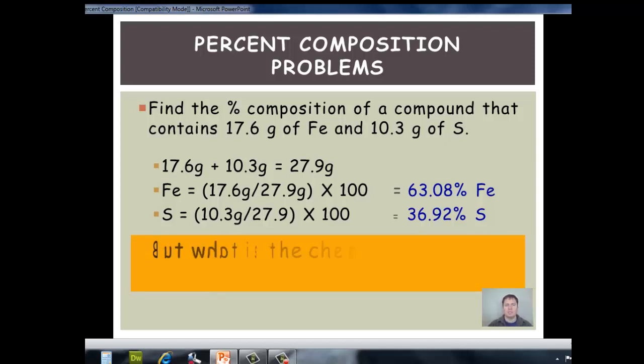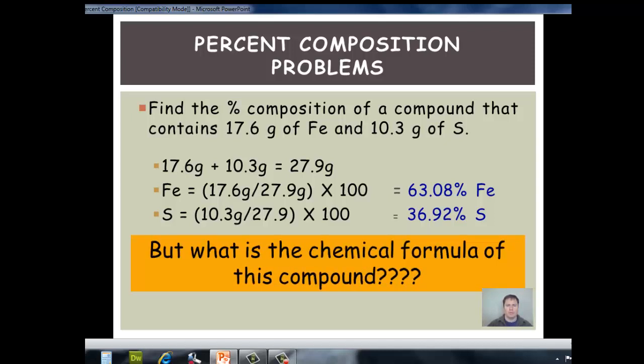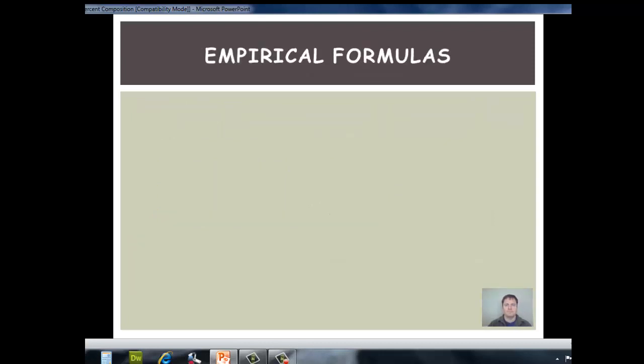But here's the question: what's the formula for this compound? We know what the percentages are, but we don't know its chemical formula, which is often really useful for us. So let's go ahead and figure out how we can do that today. First thing we're going to talk about is empirical formula.